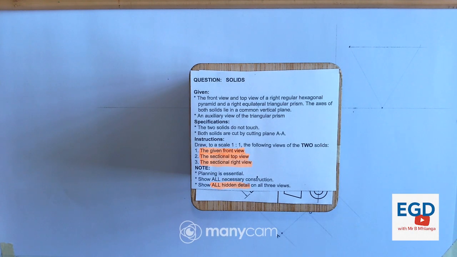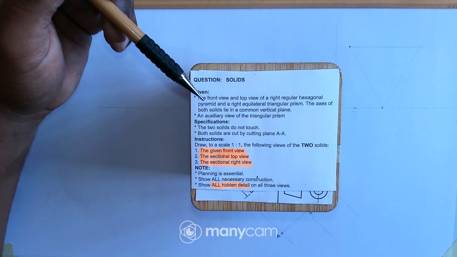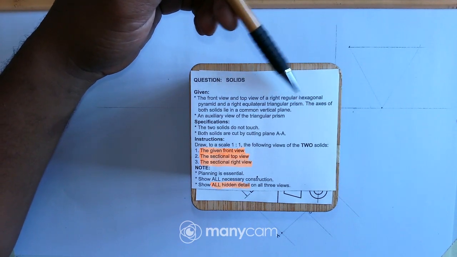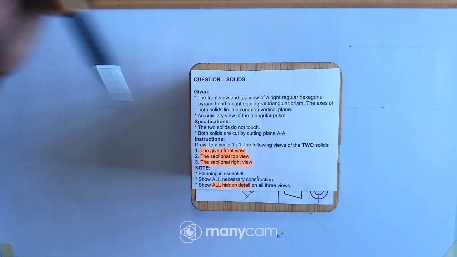Okay, grade 12s. I have a solid geometry question here. This is page 67 from the JPEGD workbook. So first of all, I'll have to read the instructions. We are given the front view and the top view of two solids, the pyramid and the prism, right? We're also given an auxiliary view of the prism.